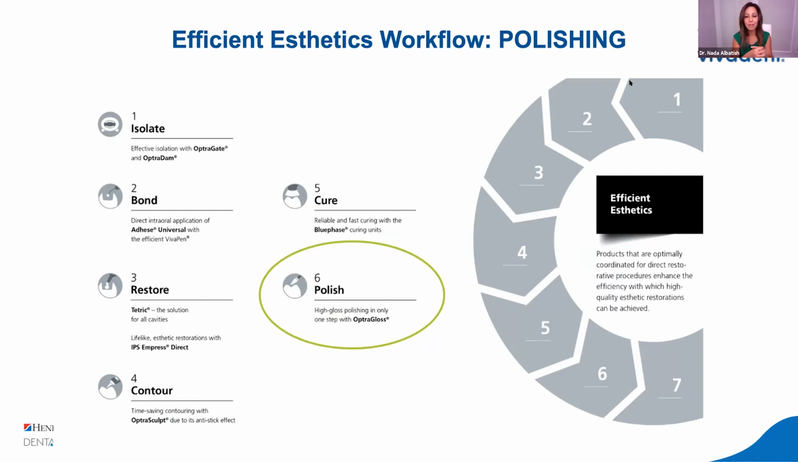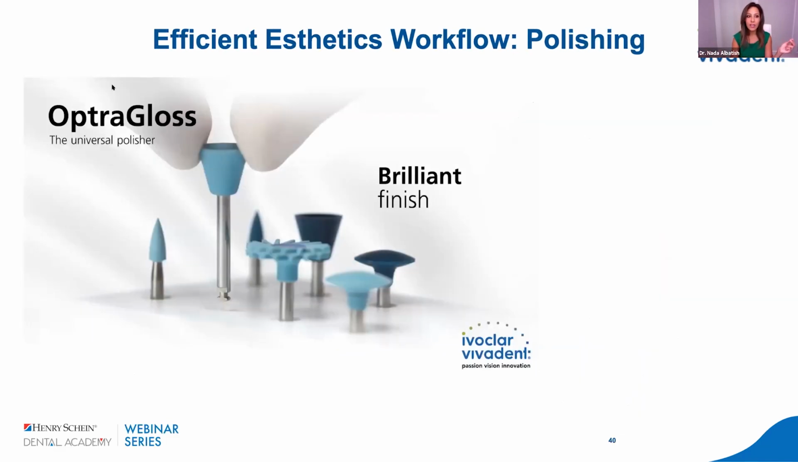And the last step in our efficient aesthetics workflow is polishing. There's an excellent polishing system here, which is also about efficiency, so you don't have to use a million different things to make your composites look nice. We really just want a polished surface that blends in with our margins. And how do we do that? We use the OptraSculpt system.